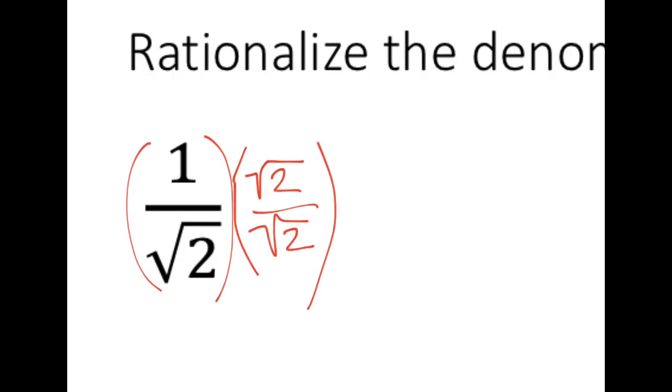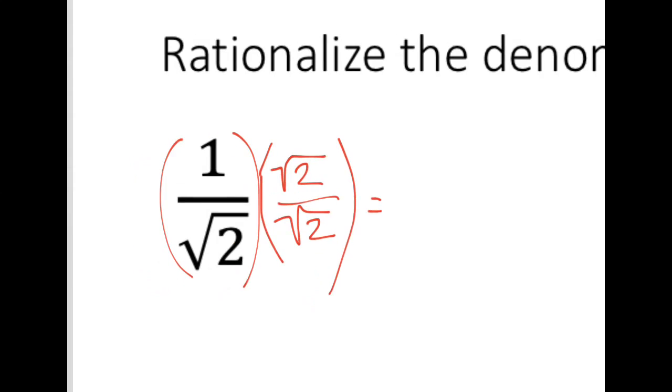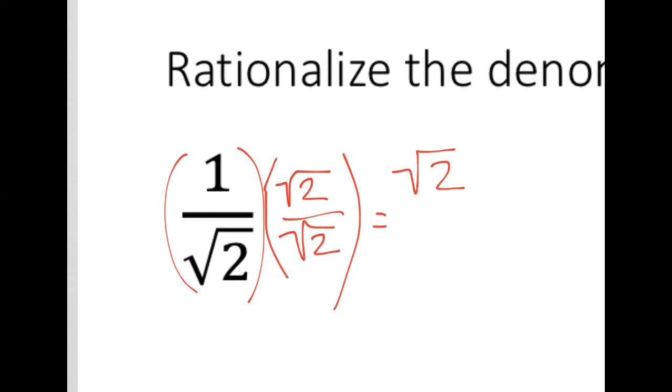Remember how to multiply fractions. You just multiply across the numerator and multiply across the denominator. So in the numerator, I get 1 times the square root of 2, which is the square root of 2. And in the denominator, I get the square root of 2 times the square root of 2, which is 2. So I have rationalized my denominator.